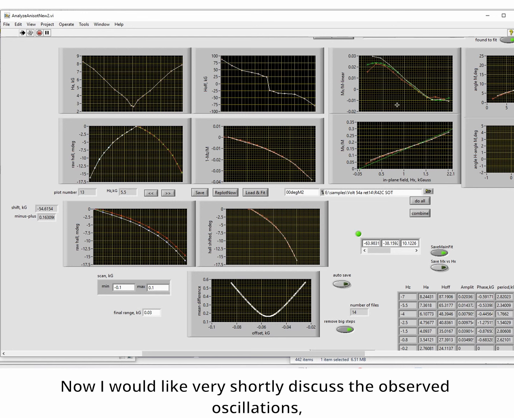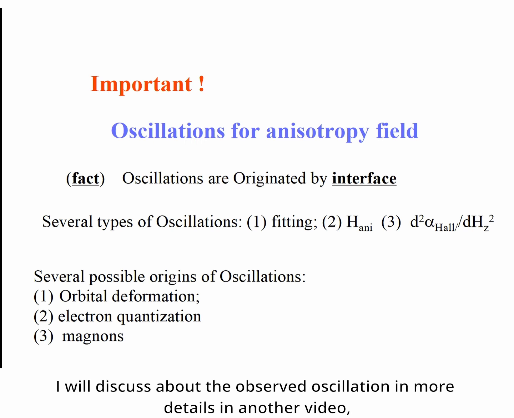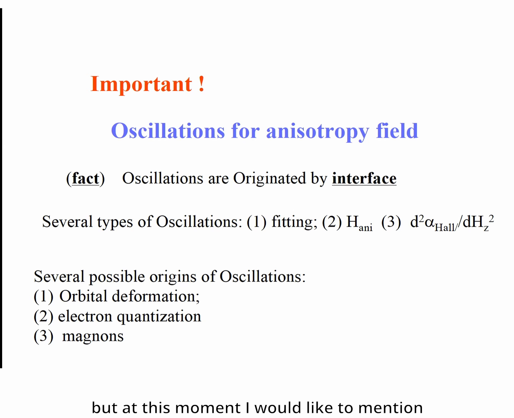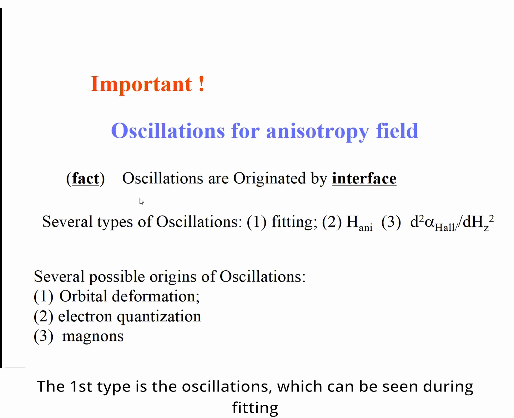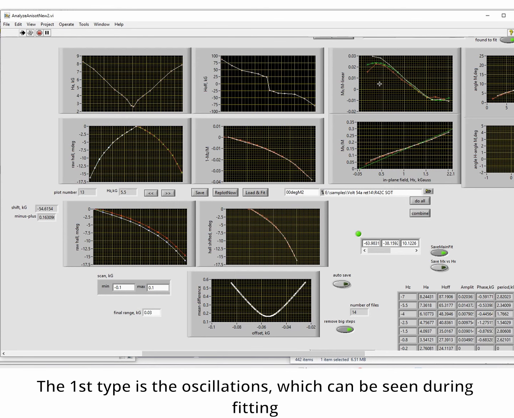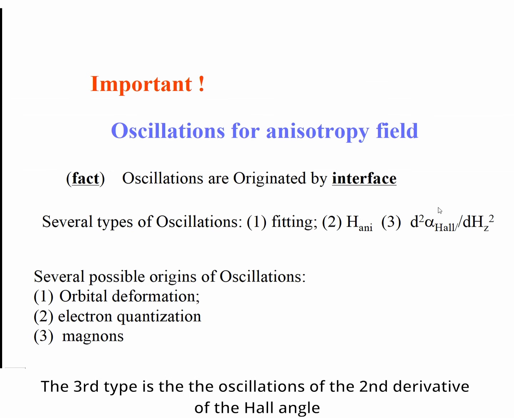Now I would like to very shortly discuss the observed oscillations, because they are a very important characteristic of the nanomagnet. I will discuss the observed oscillations in more detail in another video, but at this moment I would like to mention that there are several types of observed oscillation. The first type is the oscillation which can be seen during fitting. The second type is oscillation of the anisotropy field, and the third type is oscillation of the second derivative of the Hall angle.